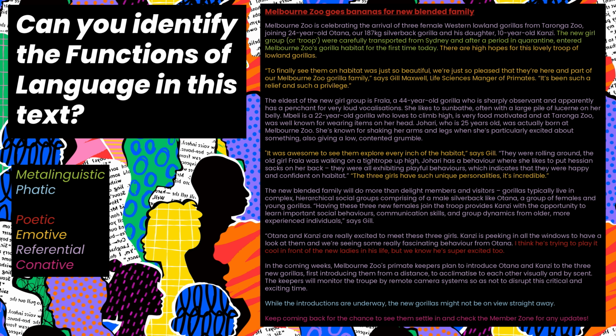The metalinguistic function in this text is best shown through that second sentence. The new girl group or troop were carefully transported from Sydney. Now, you can see a metalinguistic function here in that section, or troop. We've got the coordinating conjunction or and troop there, which is the more specific jargonistic term for a group of gorillas. And you can see across this text, once Melbourne Zoo has stated troop in brackets first, they then use this term to consistently refer to the group of gorillas.